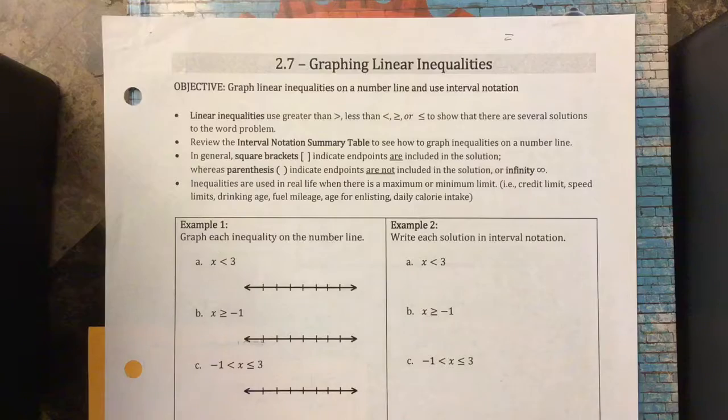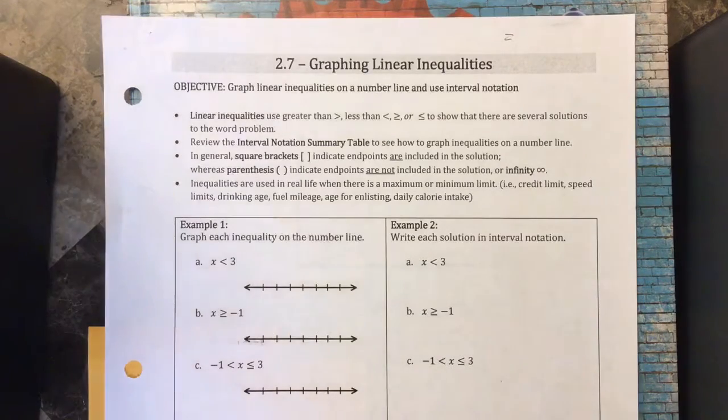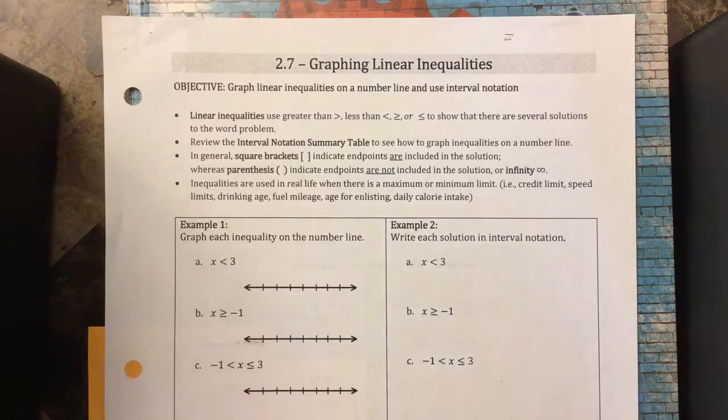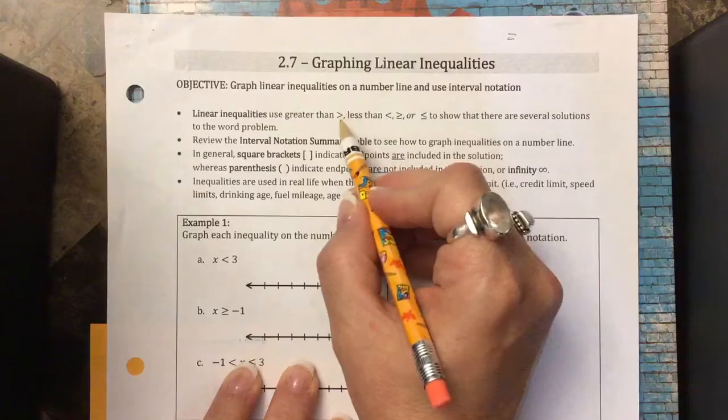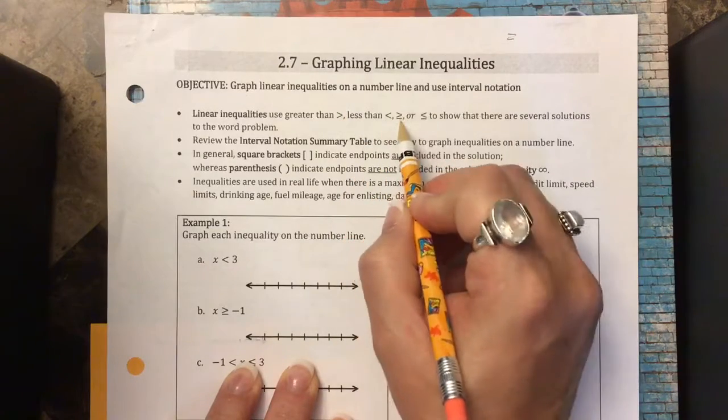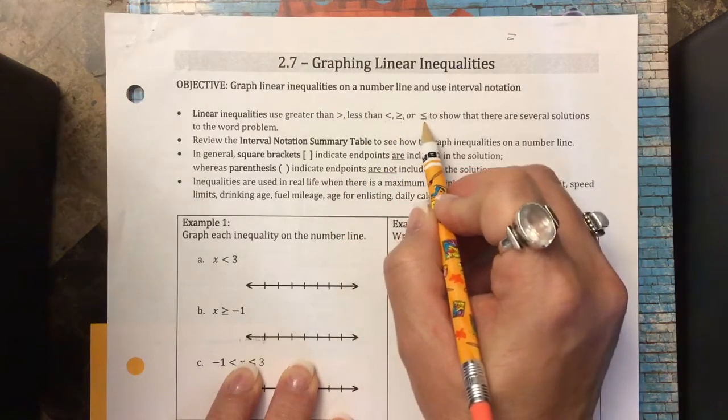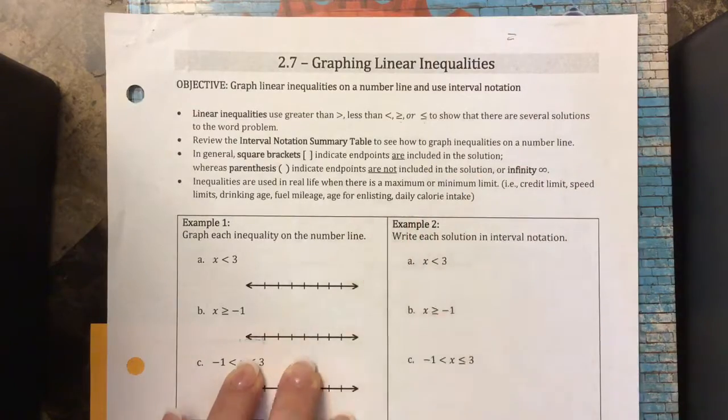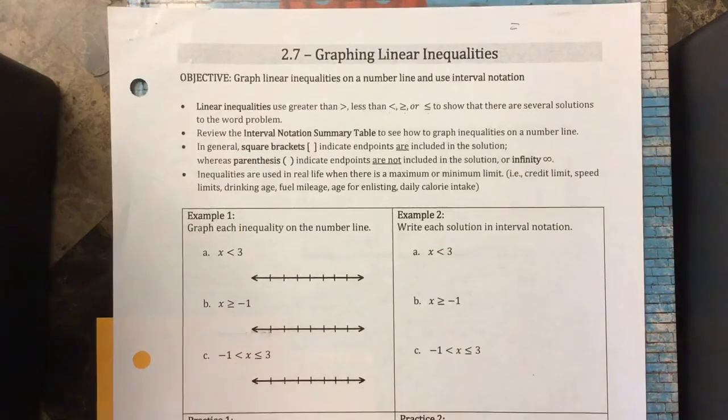But sometimes there's inequalities. We actually use them in real life when you have a maximum or a minimum, meaning it doesn't have to be an exact number, it just has to either be a number greater or a number less than a given value, okay? So linear inequalities use greater than signs, less than signs, greater than or equal signs, or less than or equal signs to show that there's many solutions to the word problem.